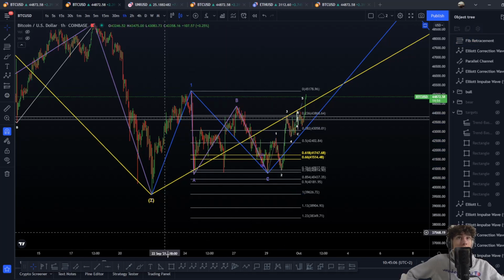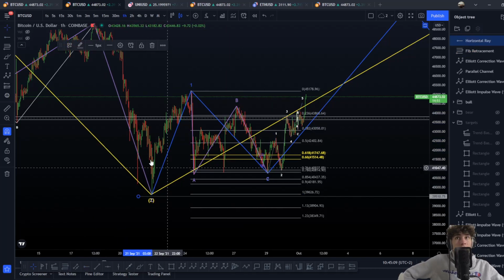If you're in a long from here, for example, if you think that we are bullish, the stop loss is just right below the invalidation of this wave 1, 2.